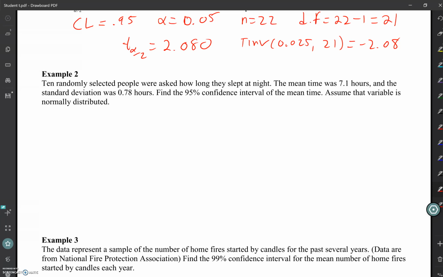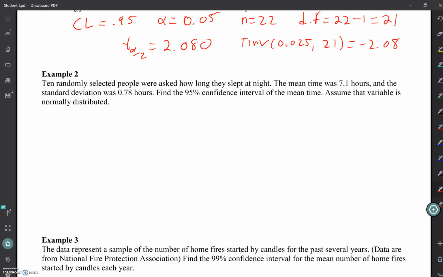10 randomly selected people were asked how long they slept at night. The mean time was 7.1 hours, and the standard deviation was 0.78 hours. Find the 95% confidence interval of the mean time. Assume that variable is normally distributed.